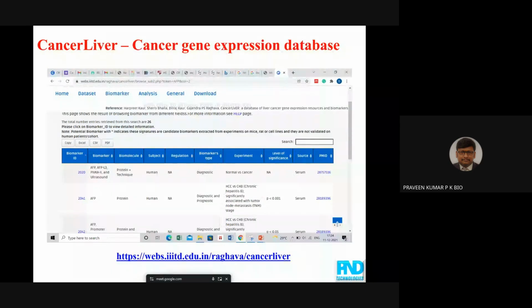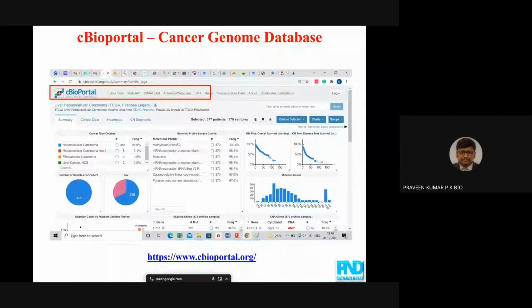Because getting sufficient knowledge on this can also give you a kind of pathway for how to proceed. Now, there is an Indian scientist called Raghava from IIT Delhi, in the Indraprastha University, I believe, from Delhi. He has brought so many databases for drug and vaccine design. He also has a database called CancerLiver. Here we can see exclusive clinical data information, and how these data can be used further for discovery of biomarkers and drug design, etc.